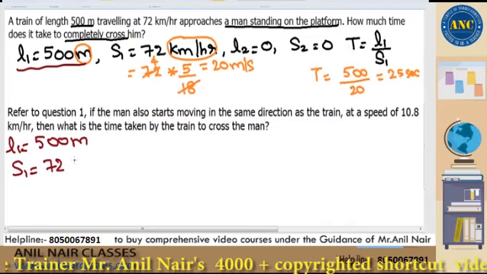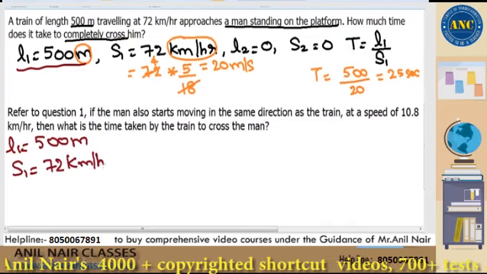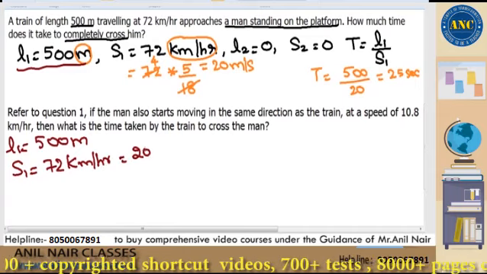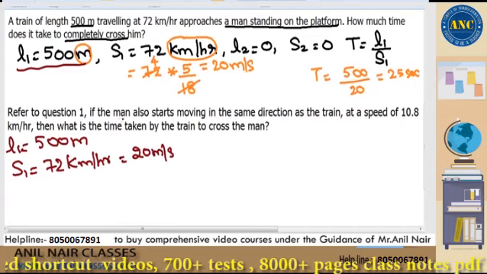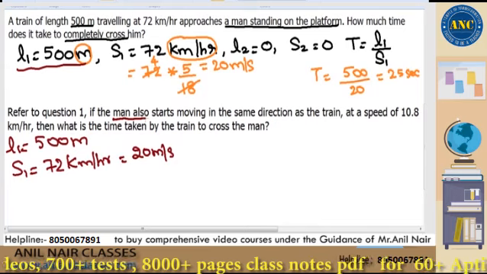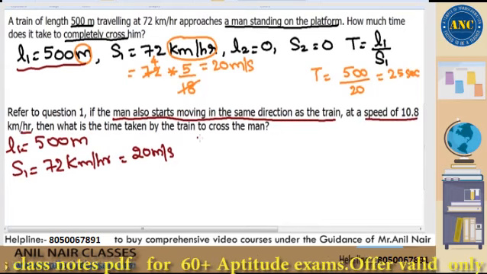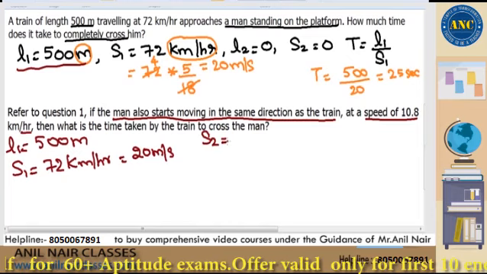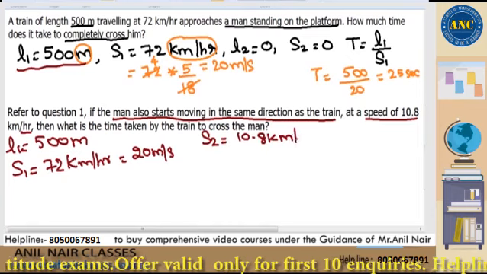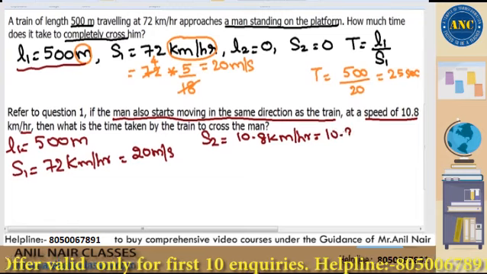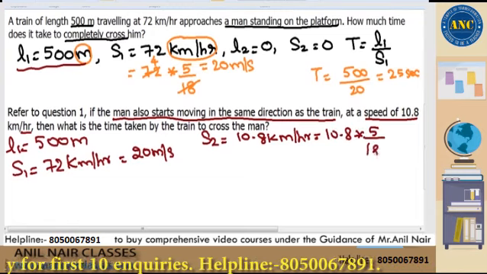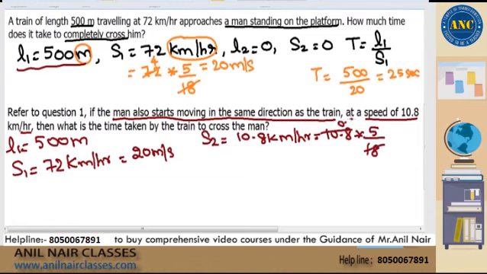So L1 is 500, S1 is 72 kilometers per hour, which is 20 meters per second. Next, continue the question. If the man also starts moving in the same direction as the train at the speed of 10.8 kilometers per hour, speed of the second parameter is given by 10.8 kilometers per hour. So it is 10.8 into 5 by 18. 18 into 0.6 is 10.8. 5 into 0.6 is 3 meters per second.